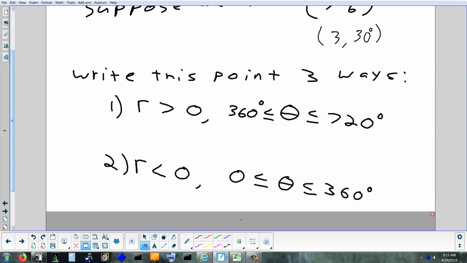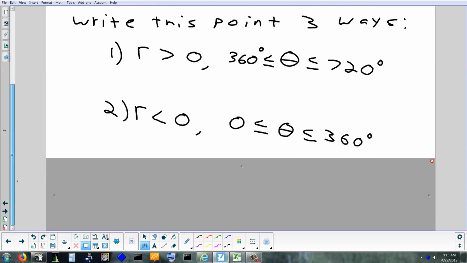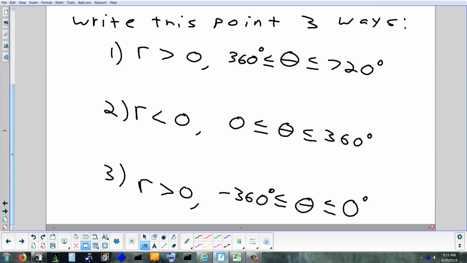The second way I want you to do it is I want the radius to be negative, but I want the angle to be positive. So negative radius, positive angle. And then the third way, I want the radius to be positive, but now I want the angle to be negative. We just went through some of those on the other page.